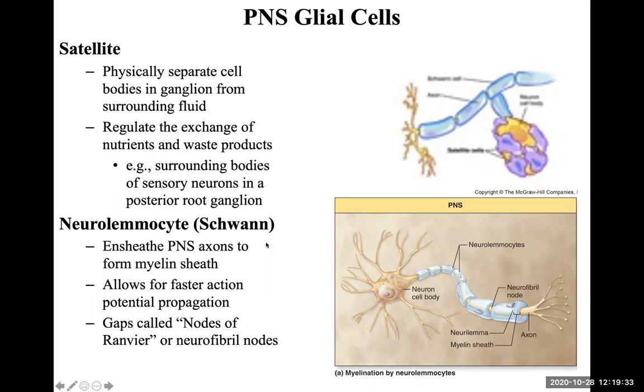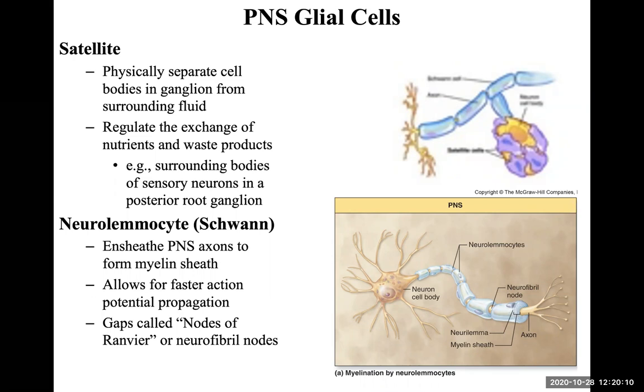But both terms are acceptable to describe these cells. So these Schwann cells wrap themselves, each cell wrapping itself over and over again, kind of like a jelly roll, around one segment of an axon. What you're seeing here in purple is the nucleus of this particular Schwann cell that's wrapping around the axon. In doing this, you get a thicker layer of myelin around the axons of the peripheral nervous system.